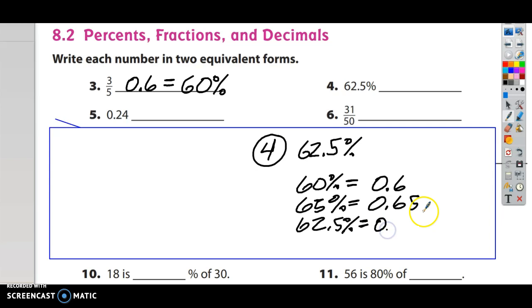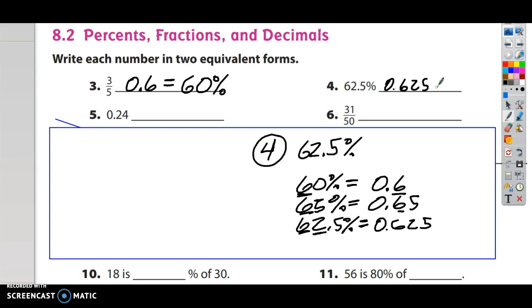Do you notice that the 6 here is always going to be in the tenths place? So the 6 here is going to be in the tenths place. And then this 2 is going to be here. And what about this 5? It's going to be right here. So the decimal version of 62.5% is 0.625.